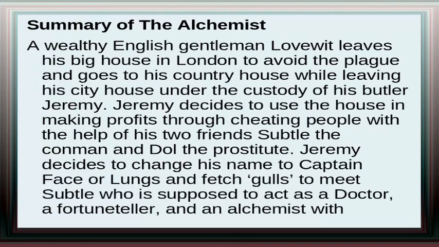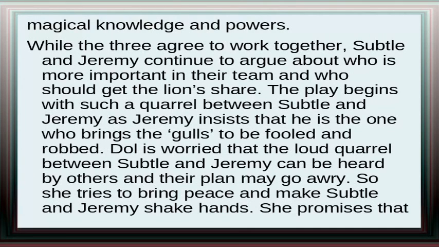Summary of The Alchemist. A wealthy English gentleman Lovewit leaves his big house in London to avoid the plague and goes to his country house while leaving his city house under the custody of his butler, Jeremy. Jeremy decides to use the house in making profits through cheating people with the help of his two friends, Subtle the conman and Doll the prostitute. Jeremy decides to change his name to Captain Face or Captain Lungs and fetch girls to meet Subtle, who is supposed to act as a doctor, a fortune teller, and an alchemist with magical knowledge and powers.